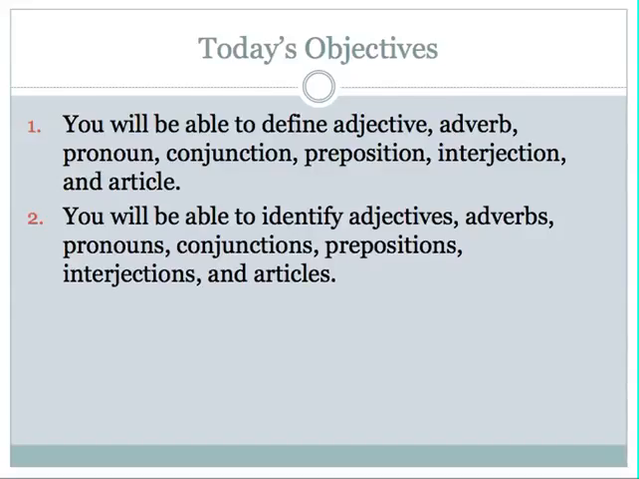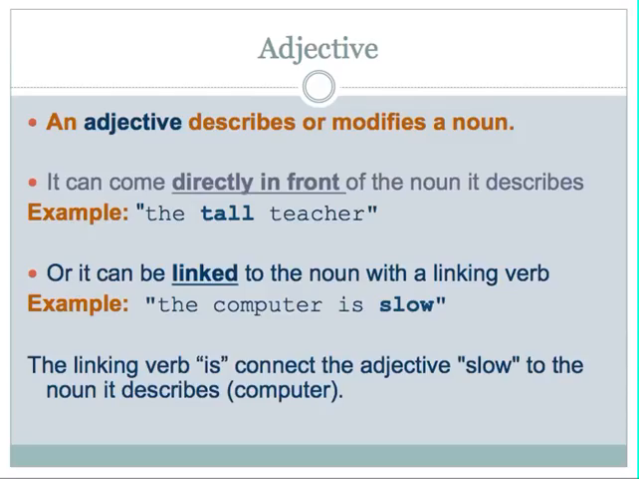Our objectives for today will be for you to be able to define and identify adjective, adverb, pronoun, conjunction, preposition, interjection, and article. We'll start with adjective.